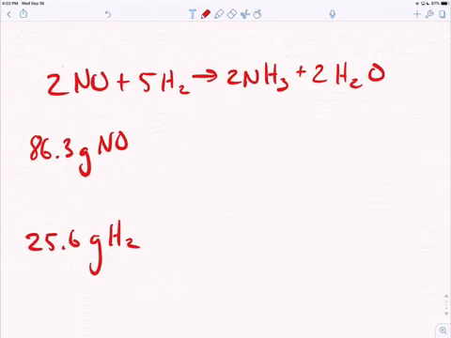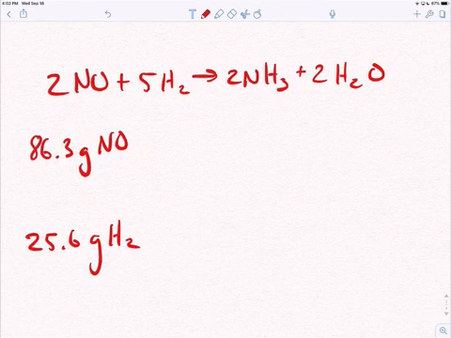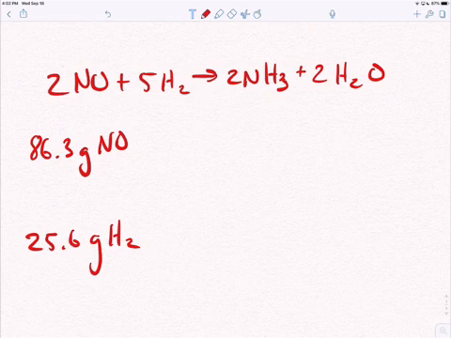So I tried to translate what's on the thing there so you can zoom in so it's easier for you to follow. So we have this balanced equation. We start off with 86.3 grams of nitrogen monoxide, 25.6 grams of hydrogen, and what's the theoretical yield? What is the most we can get from this?